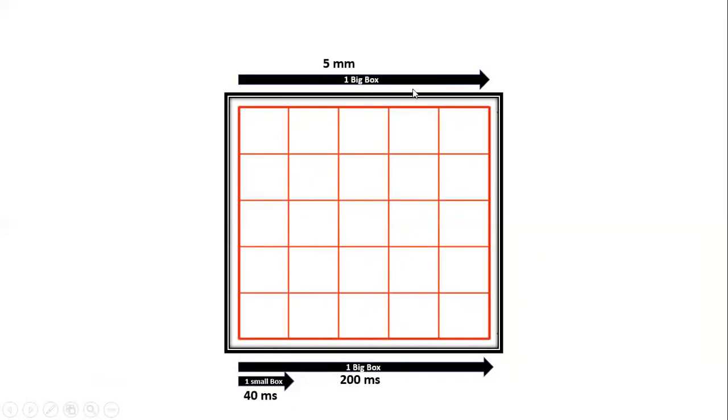In terms of dimension, going across, one big box equals 5 millimeters. You're going to need that number as well. And obviously, if you do your maths, one big box is 5 millimeters and it's made up of 5 smaller boxes. So 5 divided by 5 gives you 1. Therefore, each smaller box equals 1 millimeter.